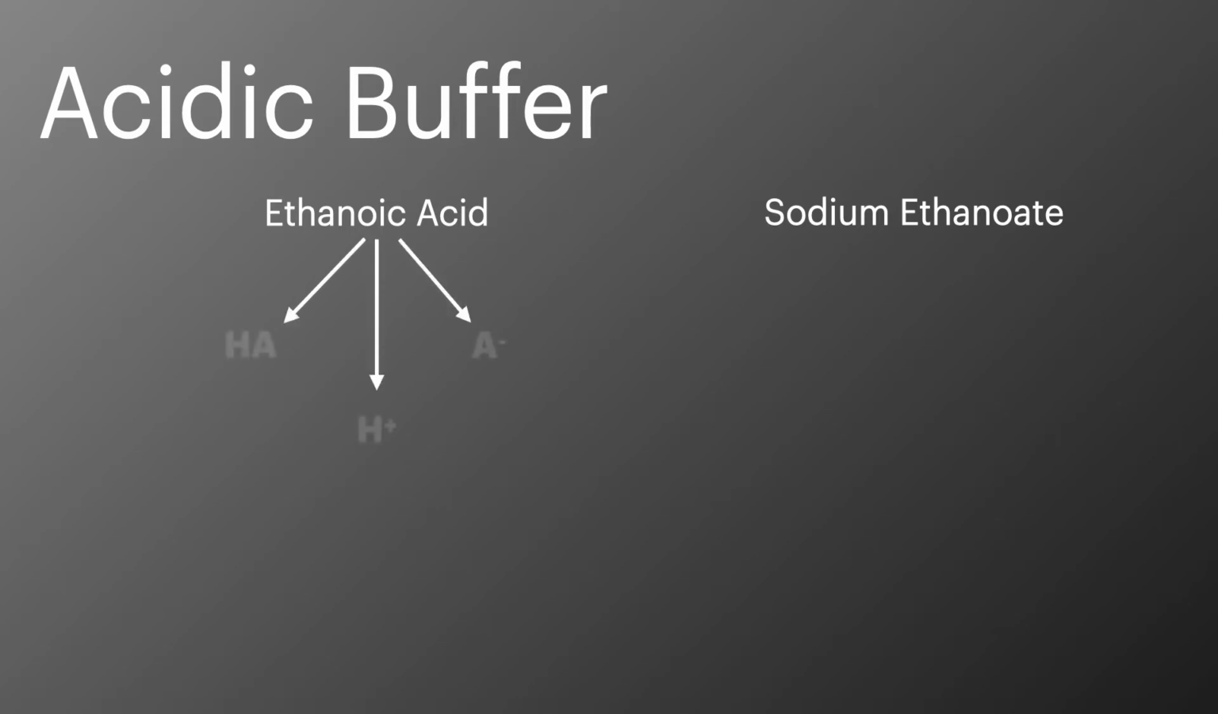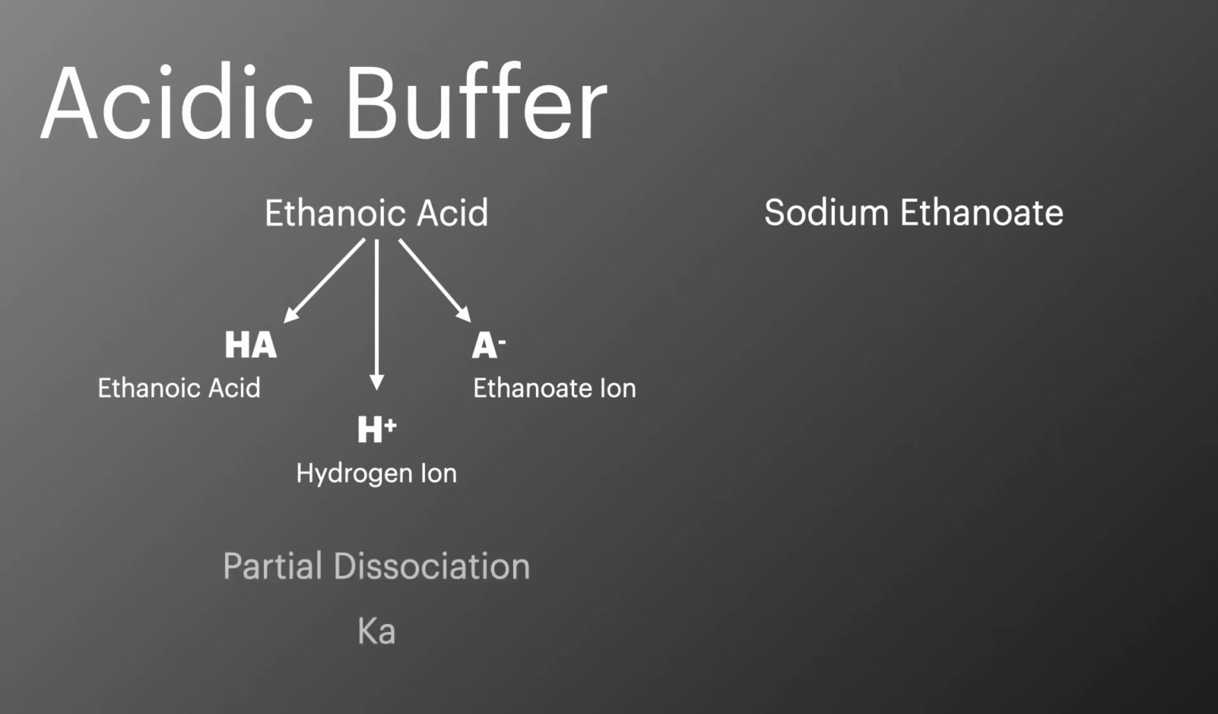We'll first begin by taking a deeper look at acidic buffers. To form this buffer, we'll have a solution containing ethanoic acid and sodium ethanoate. Sodium ethanoate is our source of ethanoate ions, which are the salt for ethanoic acid. The ethanoic acid splits apart to form hydrogen ions and ethanoate ions.